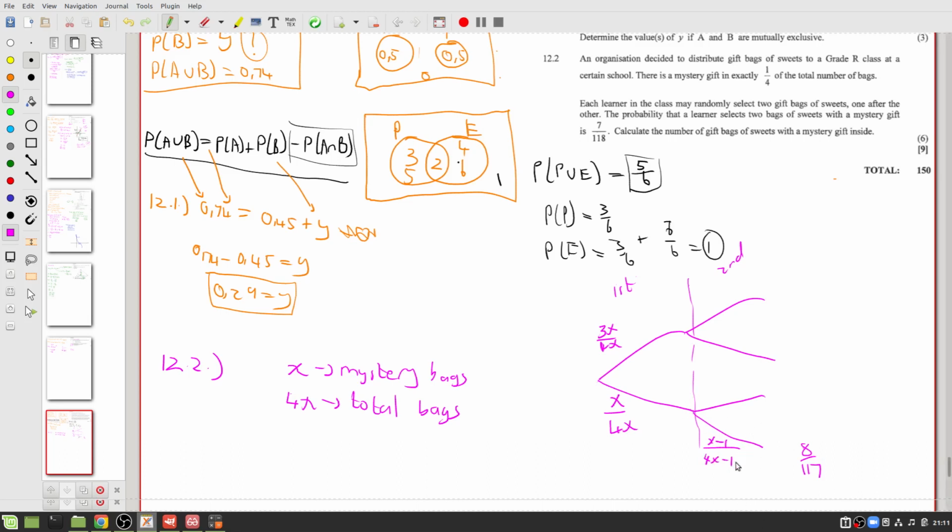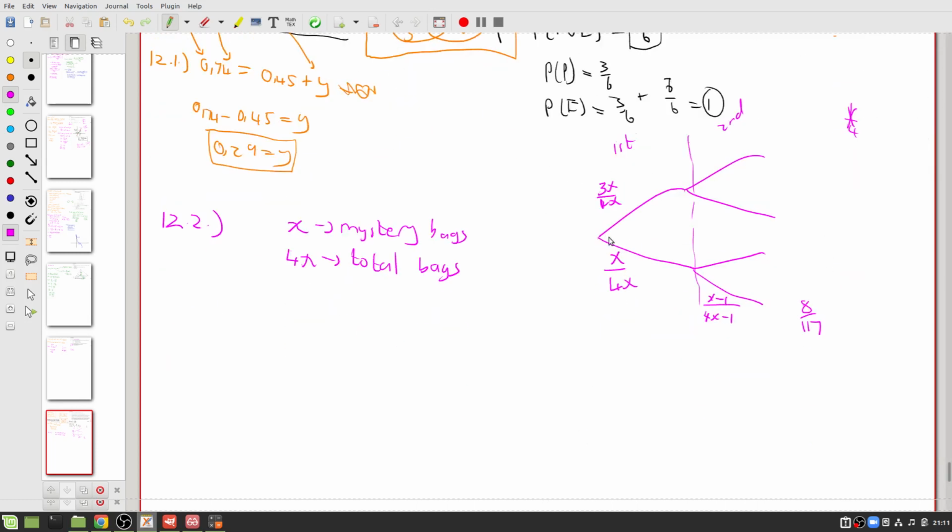And now once we've set this up, now it's an easy question. The difficult part was probably just to name it x and 4x for the mystery bags and the total bags, and then just to think about it this way. And to include the x and not just the 1 over 4 and then the next part, right? So it's 1/4 of something and 1/4 of something. So let's continue.